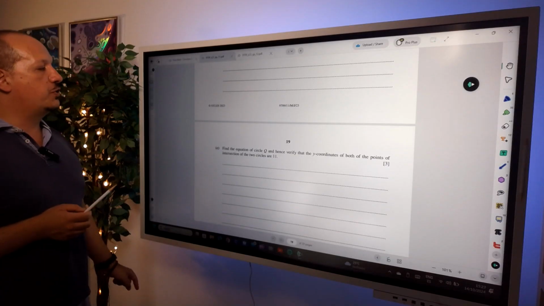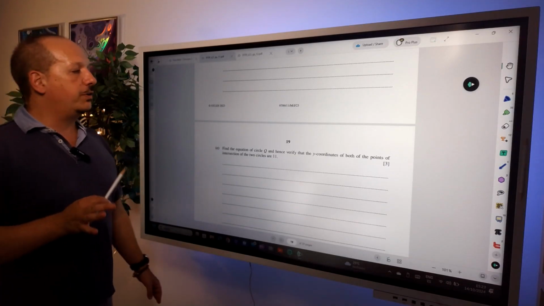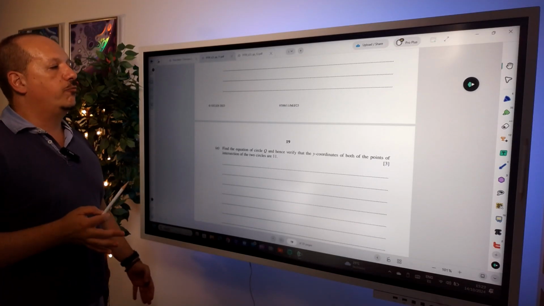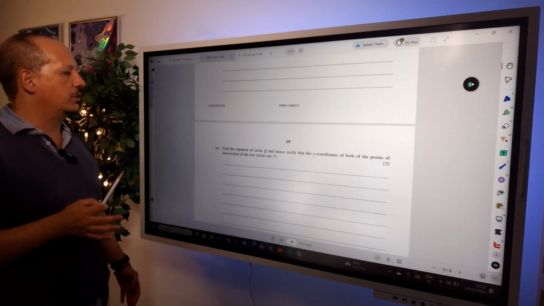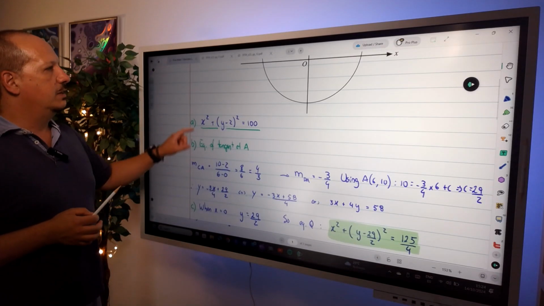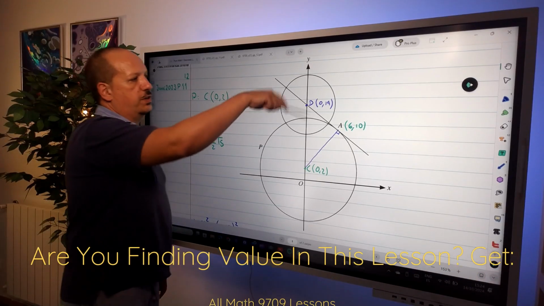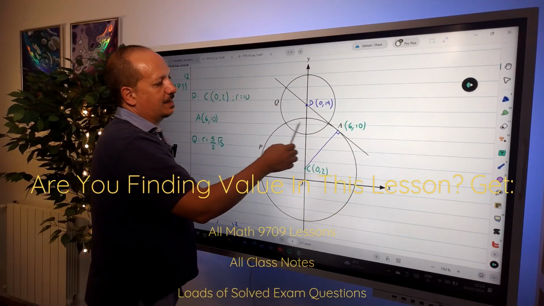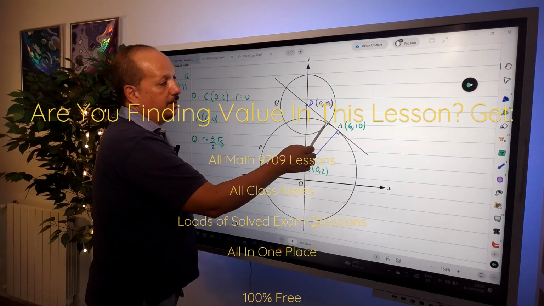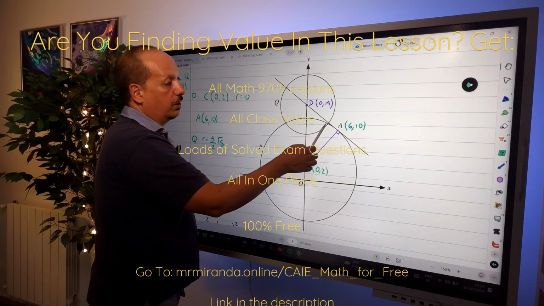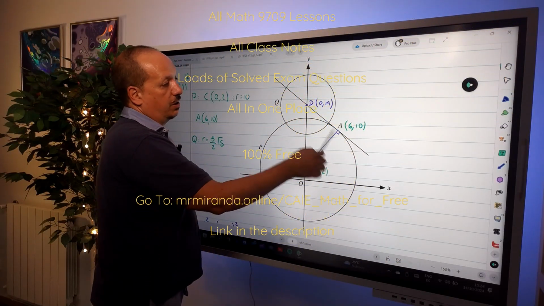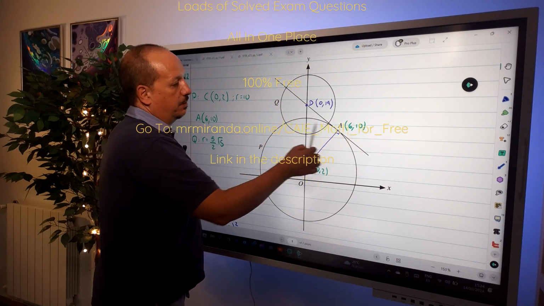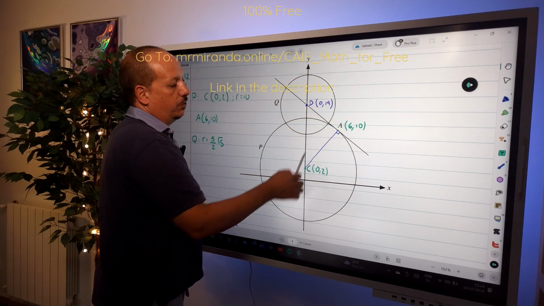Find the equation of circle Q, and hence verify that the y-coordinates of both of the points of intersection of the two circles are 11. So you need to get the equation of this circle and prove that the y-coordinates of these two points of intersection of this circle with that one both have value 11.